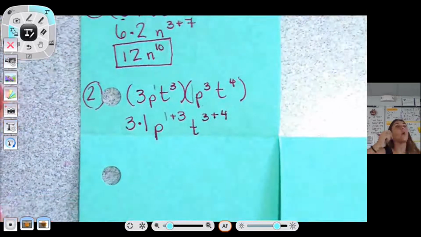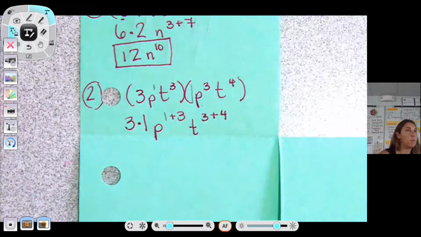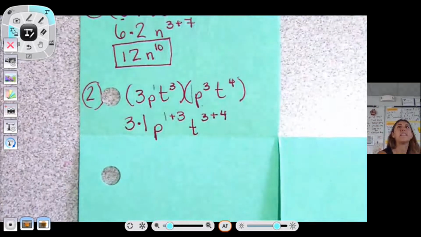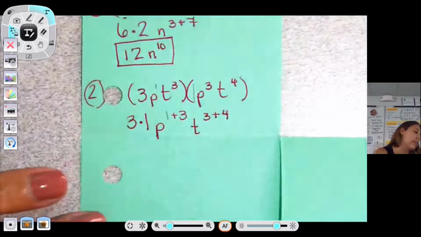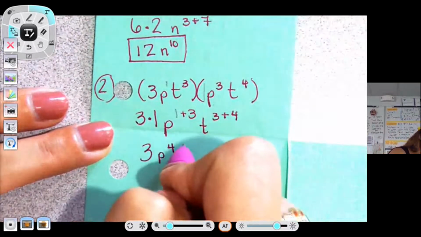So similar variables go with similar variables. If it doesn't have a friend, you cannot add it together. It has to be the same kind. Can we say t to the 7? Yes. So this would be 3p to the 4th, t to the 7th.